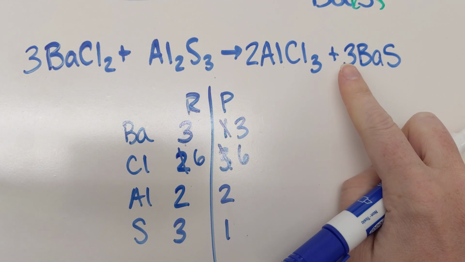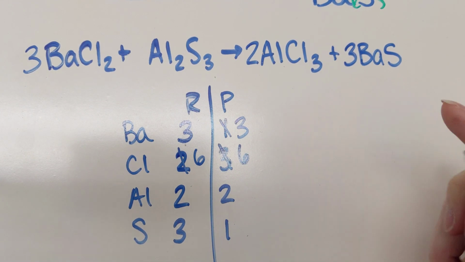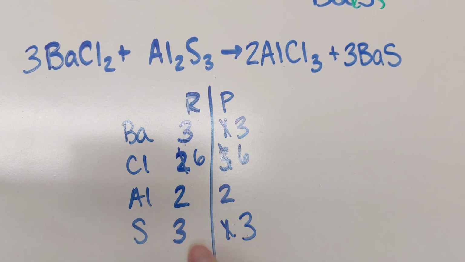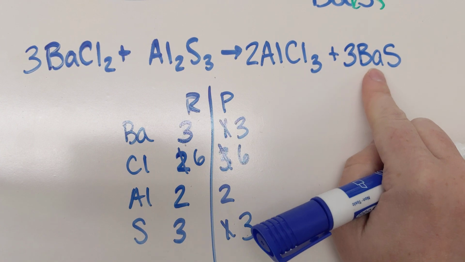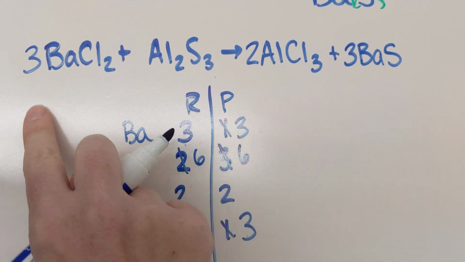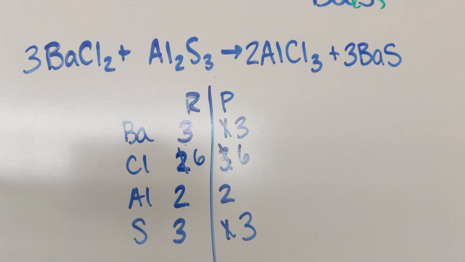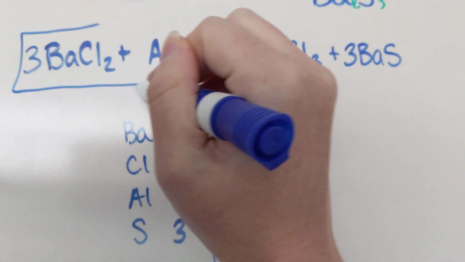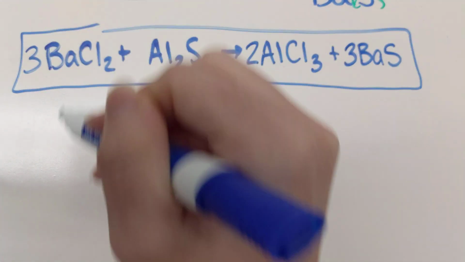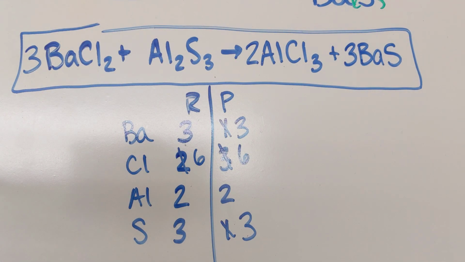And that also influences my sulfur. So 3 times 3, which actually is exactly what I wanted. Okay, so I end with 3 bariums and 3 sulfurs. I start with 3 bariums and 3 sulfurs. So this is done. Okay, so the most difficult part about double replacement reactions is all the crisscrossing. There is a lot of crisscrossing.